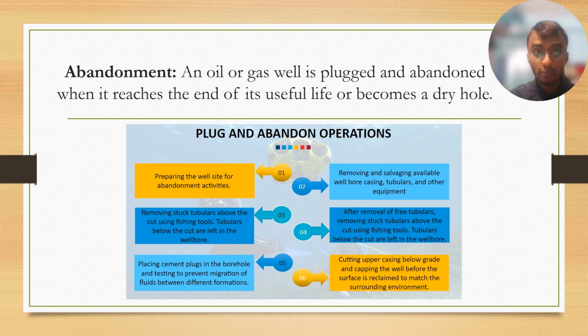Then, removing and salvaging available wellbore casing, tubulars, and other equipment. Tubulars are removed through the process of free point back off, stretching, or by simply cutting off the tubulars at the predetermined depth using chemical cutting, explosives, hydraulic cutting, or pulling methods. Removing stuck tubulars above the cut using fishing tools. Tubulars below the cut are left in the wellbore.